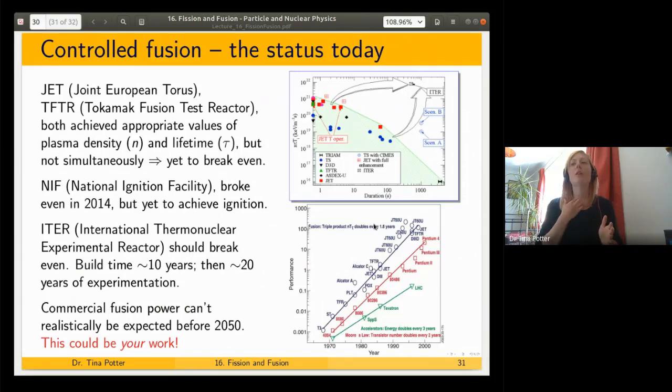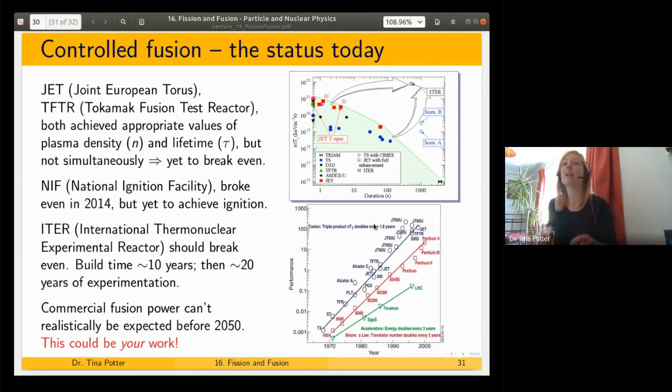So one of the most successful, historically anyway, fusion experiments is the Joint European Torus, JET, and that's over at RAL, and that's been doing really well for getting us some really high plasma densities over long lifetimes, but it can't do that simultaneously. So it's been able to get long lifetime plasmas, but not with a high enough density to really make this useful, or high enough densities with a short lifetime. So we're yet to break even with JET.